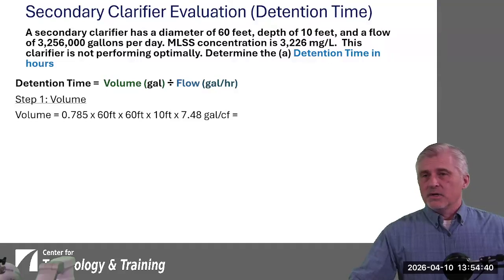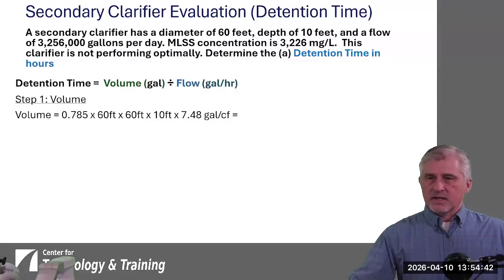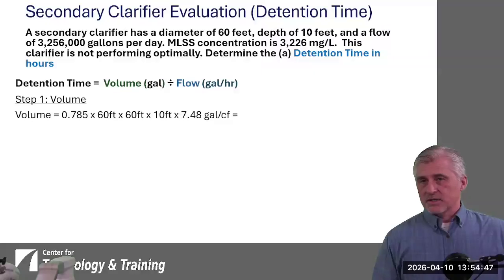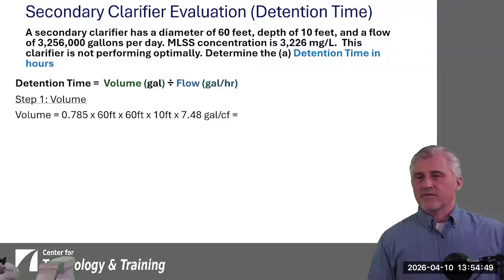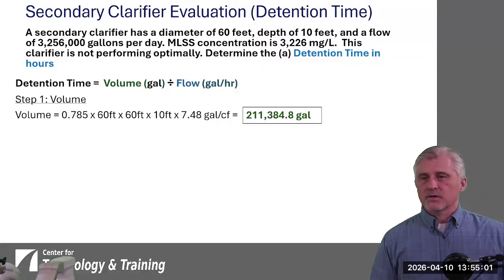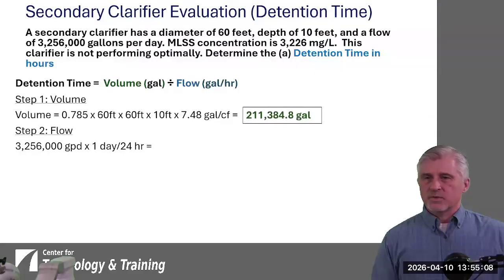So our volume is 0.785 times 60, which is the diameter, times 60, times 10, which is the depth, times 7.48 gallons per cubic feet. So our feet are going to cancel out, and we're going to be left with a number that's in gallons. So we do that calculation, we get 211,384.8 gallons.